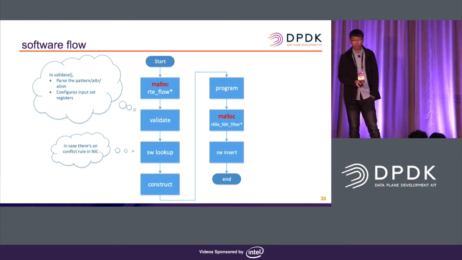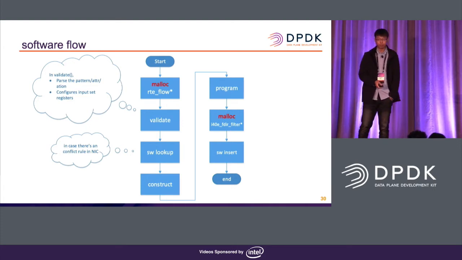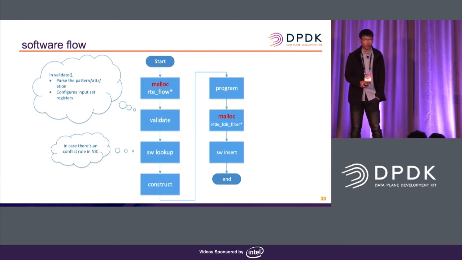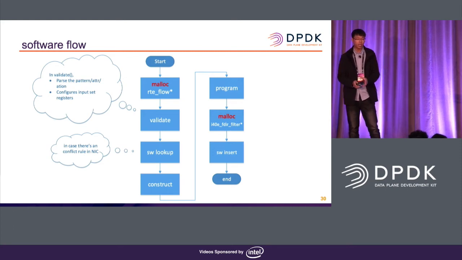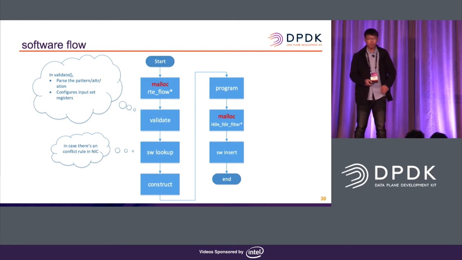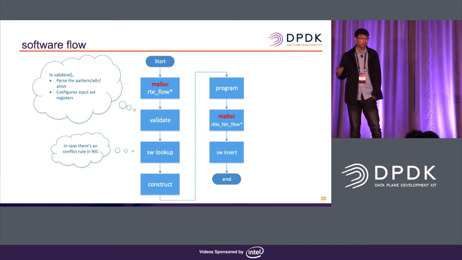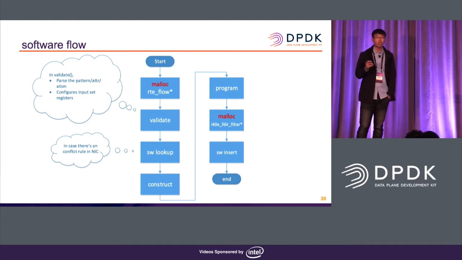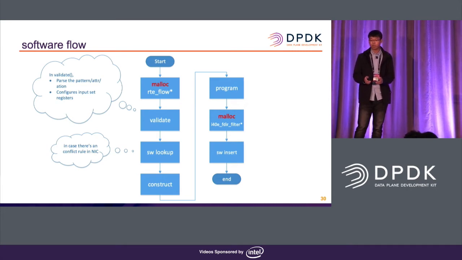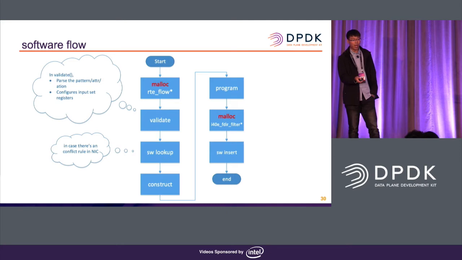Okay, let's take a look at the software insertion flow. When calling rte_flow_create, the first step is to malloc struct rte_flow. This will be returned to the caller as a handle. And then in the validate function, we will parse the pattern, the attribute, and the action to make sure that it is a legal flow for this NIC. And then we will also configure some input set registers, meaning to tell the NIC the format of the incoming raw packet.